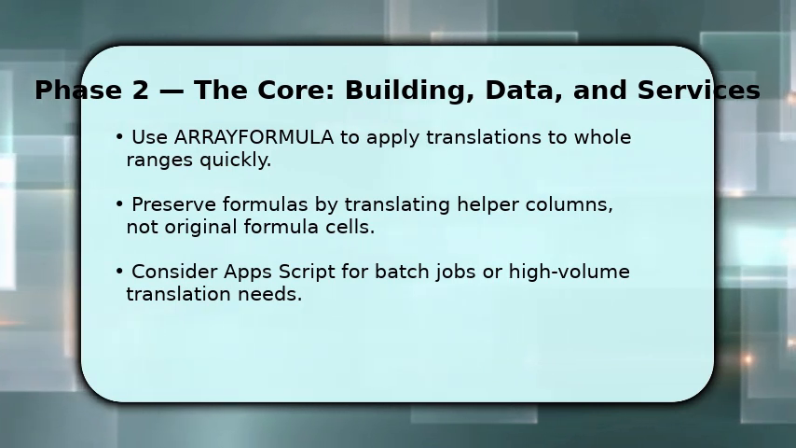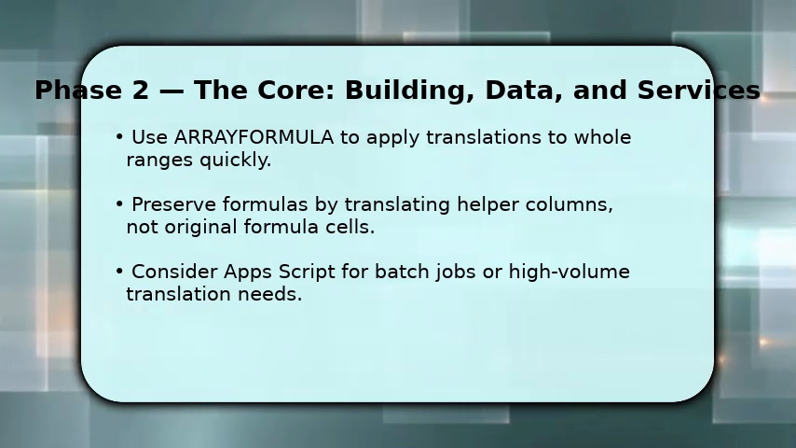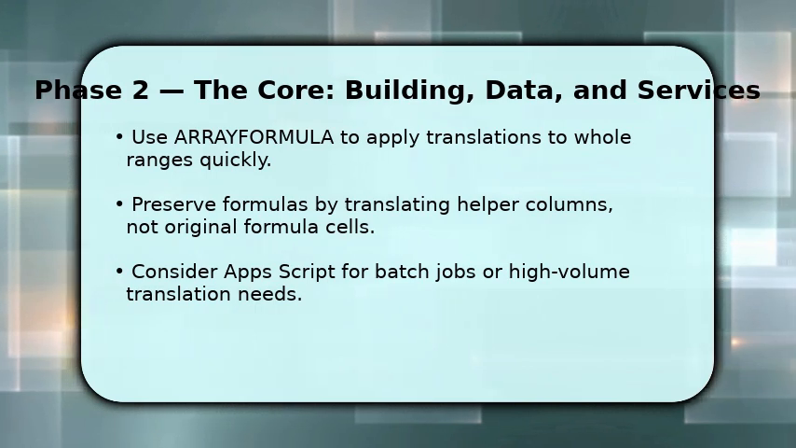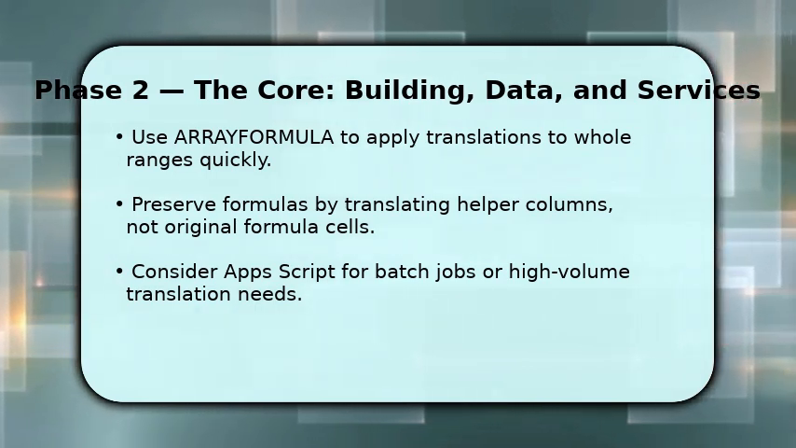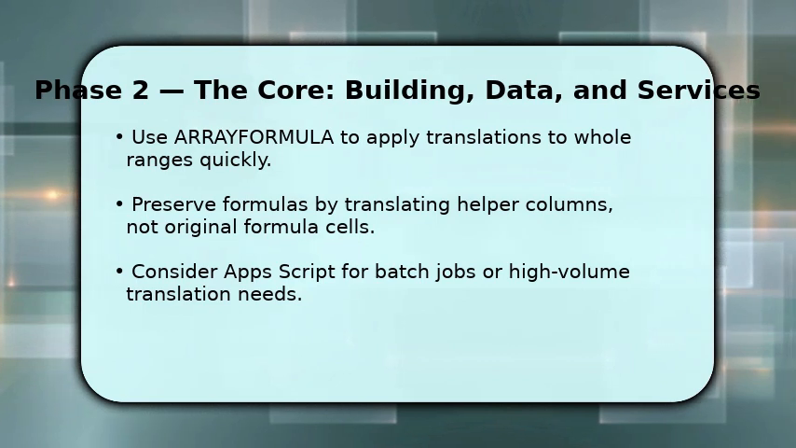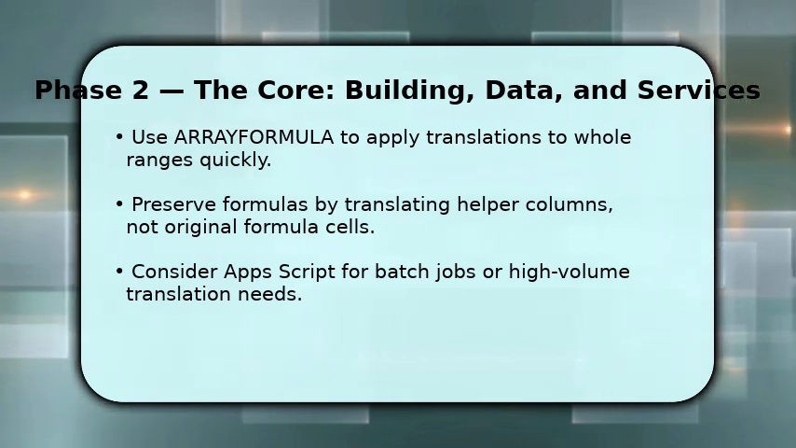If you face many rows or formatting needs, use a short Google Apps Script to loop and call the Translate API. This gives batching control, error handling, and lets you respect quotas while keeping performance steady and predictable.